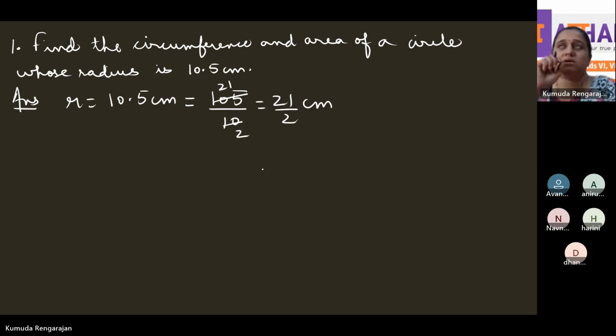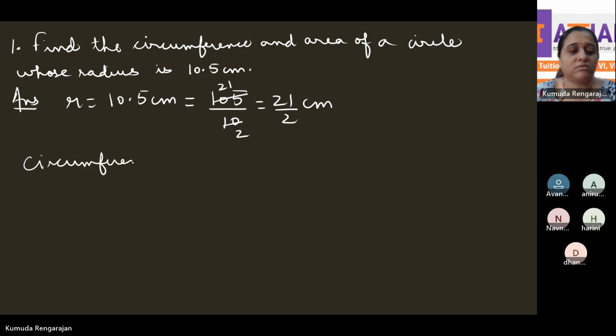See, if you're not comfortable with the decimal value, you can convert that to a fraction. What is 10.5 centimeters? 10.5 is nothing but 105 by 10. Shift the decimal point, and when you simplify, you get 21 by 2 centimeters. So you can use radius as 21 by 2 centimeter. Okay, now first circumference.